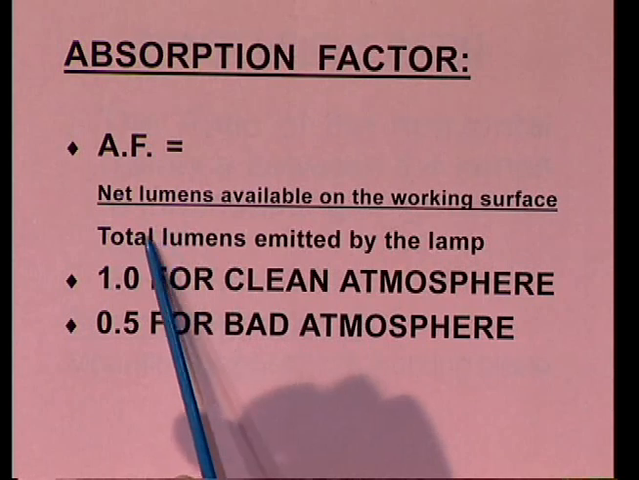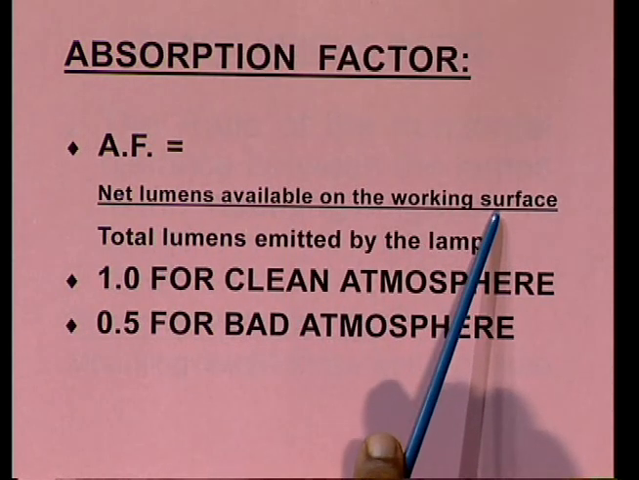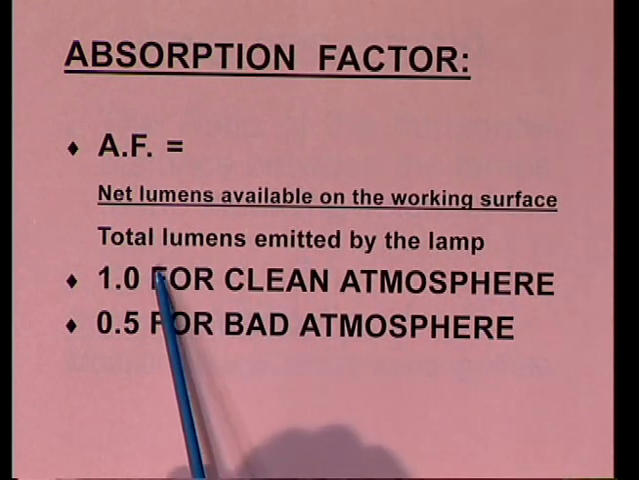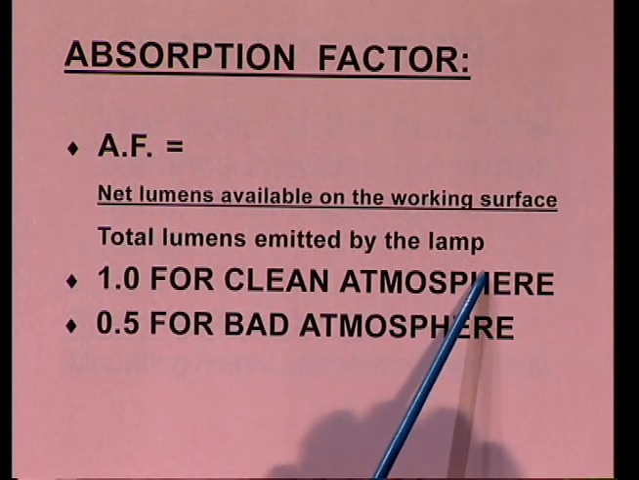On a white surface we can get good illumination and good brightness, because white will not absorb much light, but if you use a colored surface it will absorb very much. Therefore, the absorption factor is defined as the net lumens available on the working surface by the total lumens emitted by the lamp.